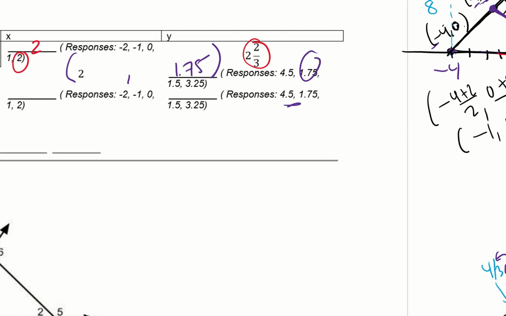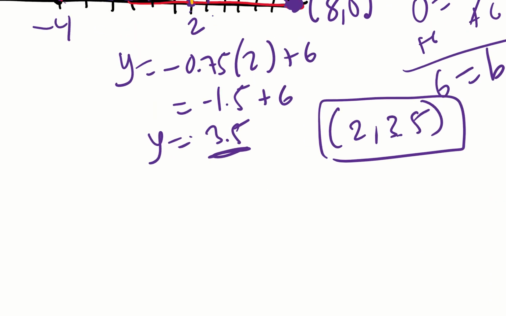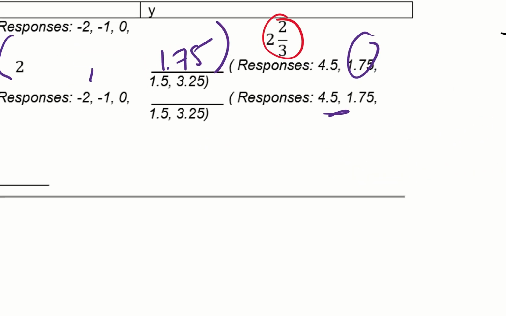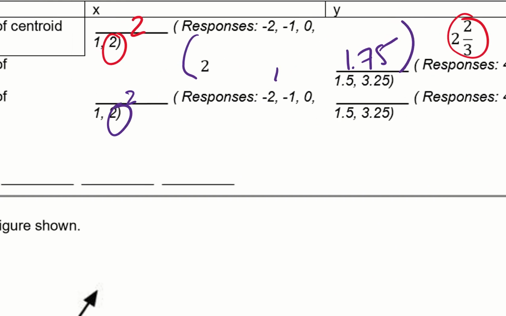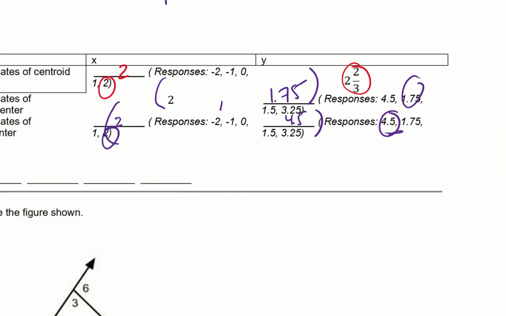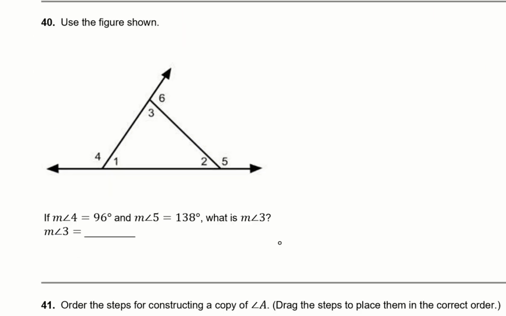All right, oops, it says 4.5. Let me double check that. Oh, that's bad mental math, yeah. So it's going to be 4.5, not 3.5. All right, so the coordinates are 2 and 4.5. So 2 for x and 4.5 for y. All right, and that's how you calculate those special centers for a given triangle. Now let's move on to the next problem.